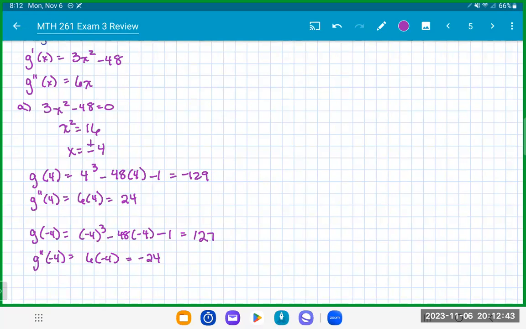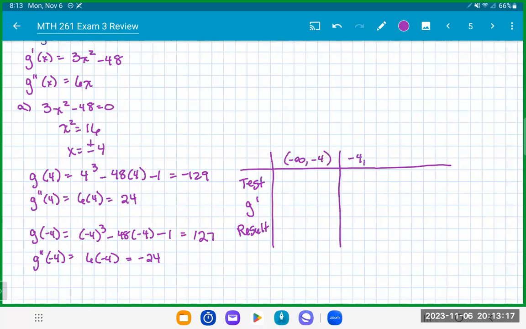So what else do we need? Well, we can do our test there to determine, let's do that on this side here. So we'll need a test value, our g prime, and our result. So we have negative infinity to negative 4, negative 4 to positive 4, and positive 4 to infinity.